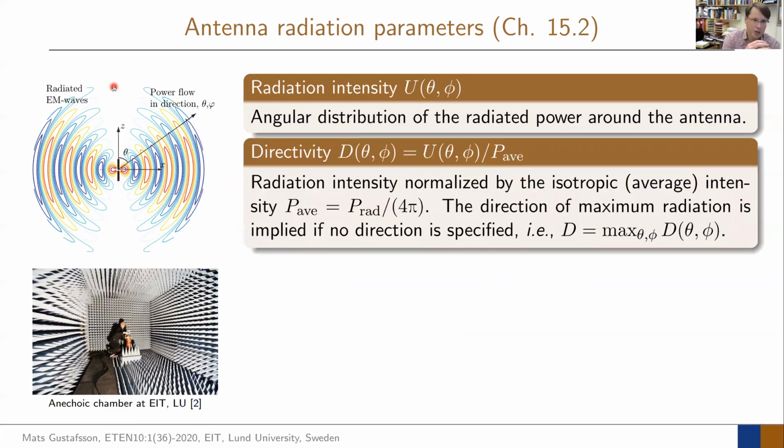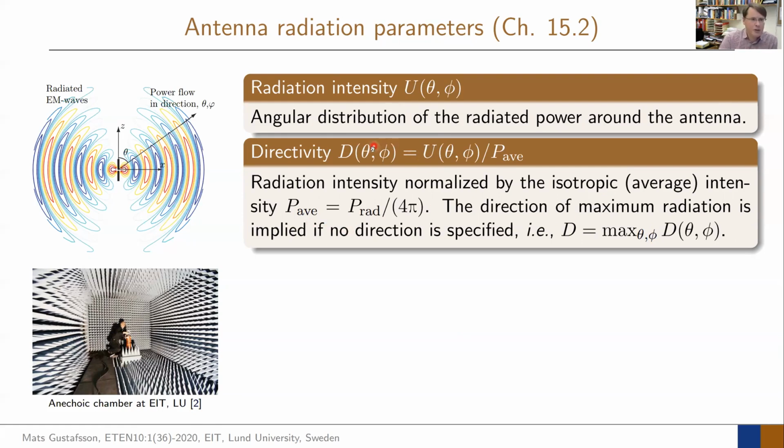To take this away, we define our first antenna parameter, which is the directivity. The directivity is this radiation intensity normalized with the average radiated power, meaning the total radiated power normalized over the unit sphere. Maybe this should be U in this notation; sometimes I call it P, sometimes I call it U. So, the radiation intensity divided by its average value, and that is the directivity.